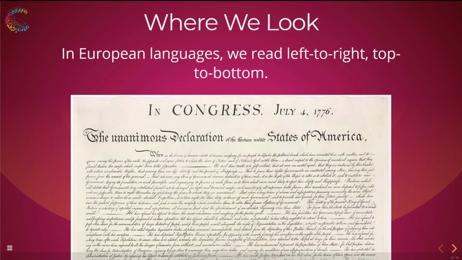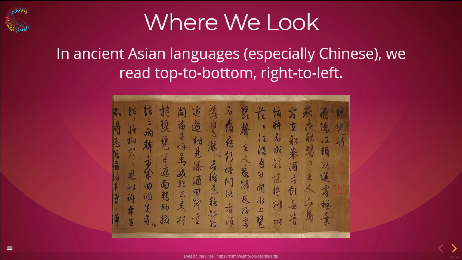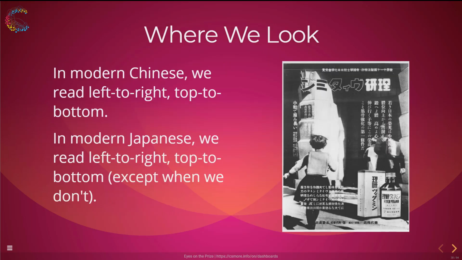Let's now talk about languages. In European languages, typically we read left to right, top to bottom. In Middle Eastern languages, like Hebrew and Arabic, we read right to left, top to bottom. In ancient Asian languages, especially ancient Chinese, top to bottom, right to left. Modern Asian languages, typically modern Chinese, left to right, top to bottom. Modern Japanese, left to right, top to bottom, except when you go right to left, top to bottom, except when you go top to bottom, right to left.